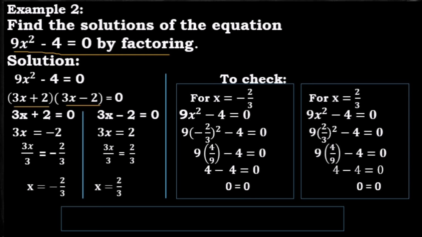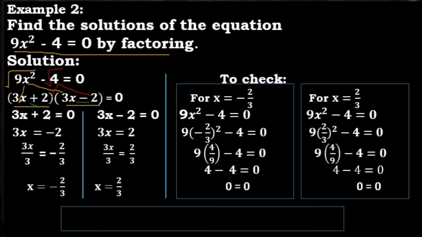How did we get this one? Remember in the previous slides, I had done the review about this. So we have to get the square root of 9x squared. The square root of 9x squared is 3x, and we also have 3x in the second factor. Next, we're going to get the square root of 4. And the square root of 4 is 2, and we have also 2 in the second factor. Do not forget that the sign that will separate the two terms in the first factor is positive and the other one is negative.